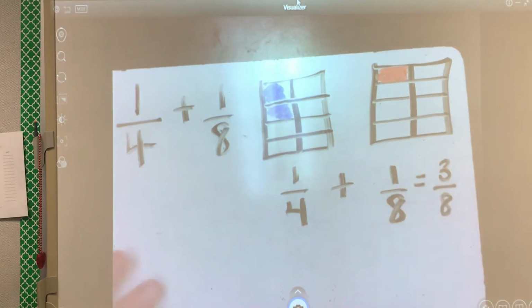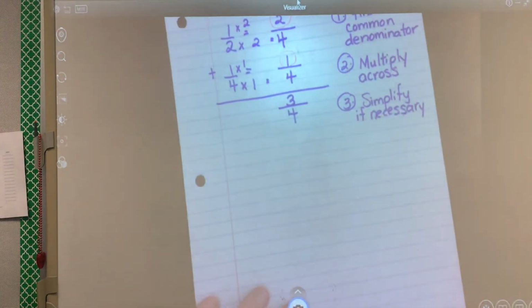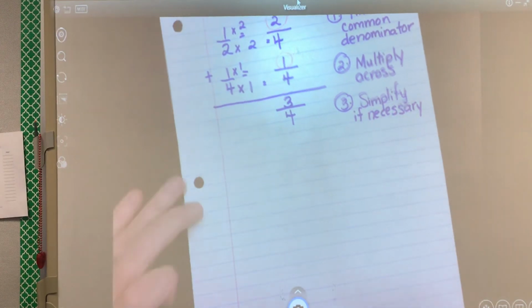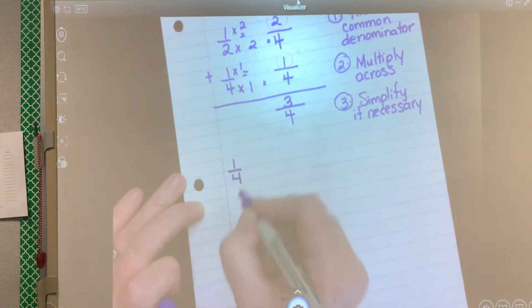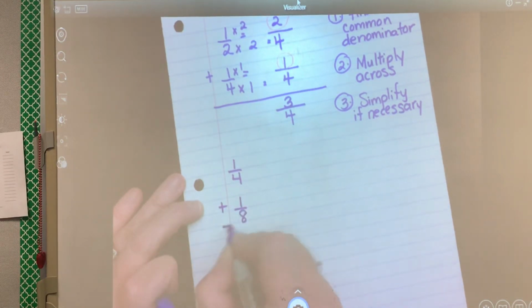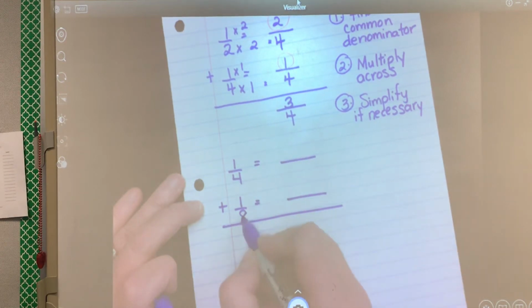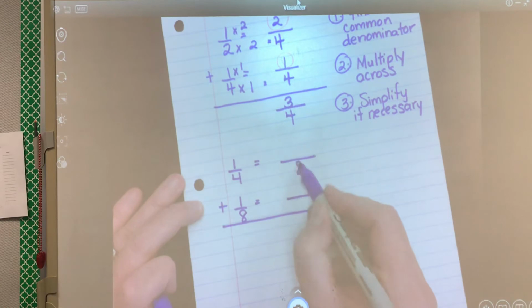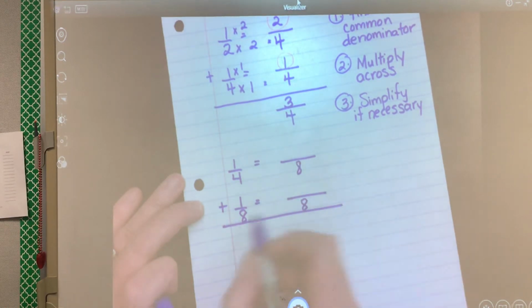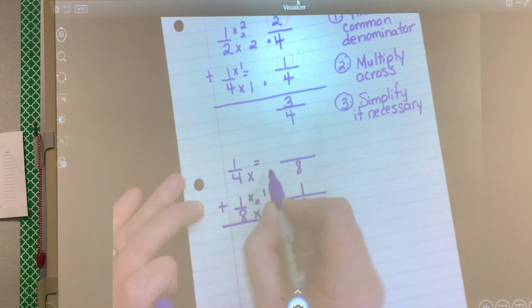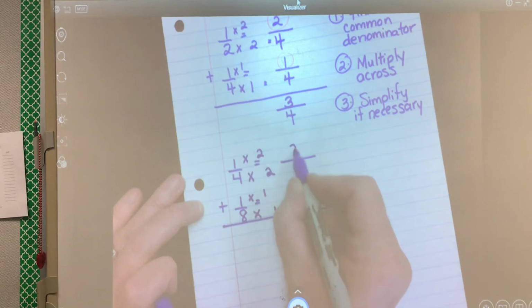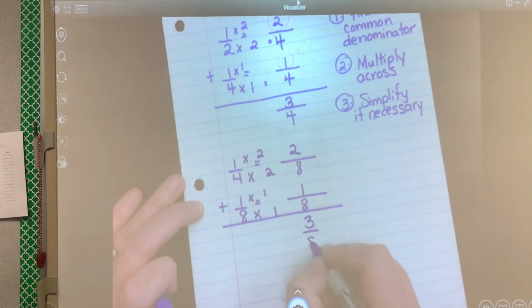Now let's see how that's going to look as an algorithm. So I'm going to go 1/4 plus 1/8. Again, I made my denominator the bigger of the two numbers, just for now. Later we'll make it harder. Then I'm going to multiply across, times 1, times 1, times 2, times 2. Add them together, I get 3/8.